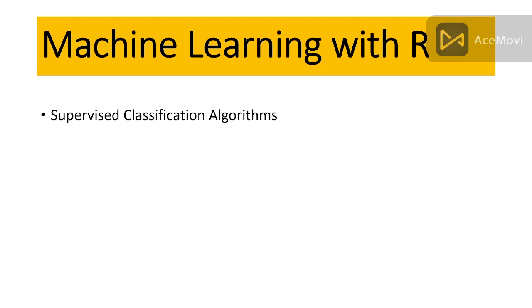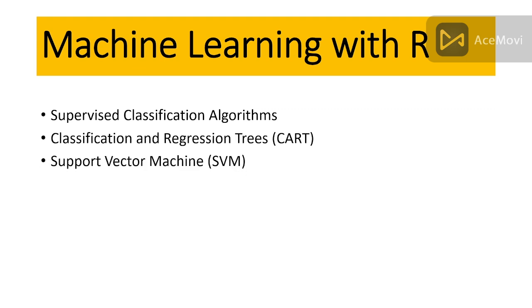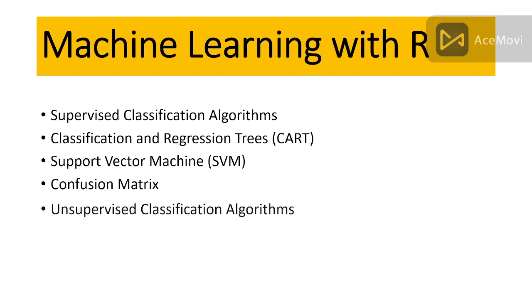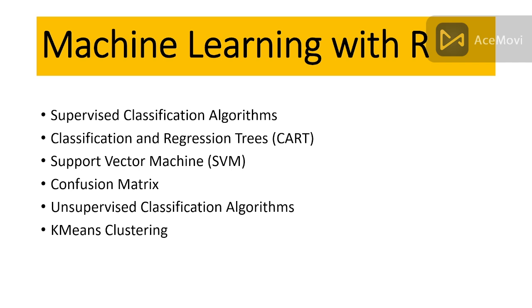So supervised classification algorithm and make the land use land cover classification using R, as well as classification and regression trees using CART. Then support vector machine, how we can easily develop in the R programming language using the rgee package. Then confusion matrix, how we can easily create, and also unsupervised classification algorithm and k-means clustering. Mainly I will show you that.